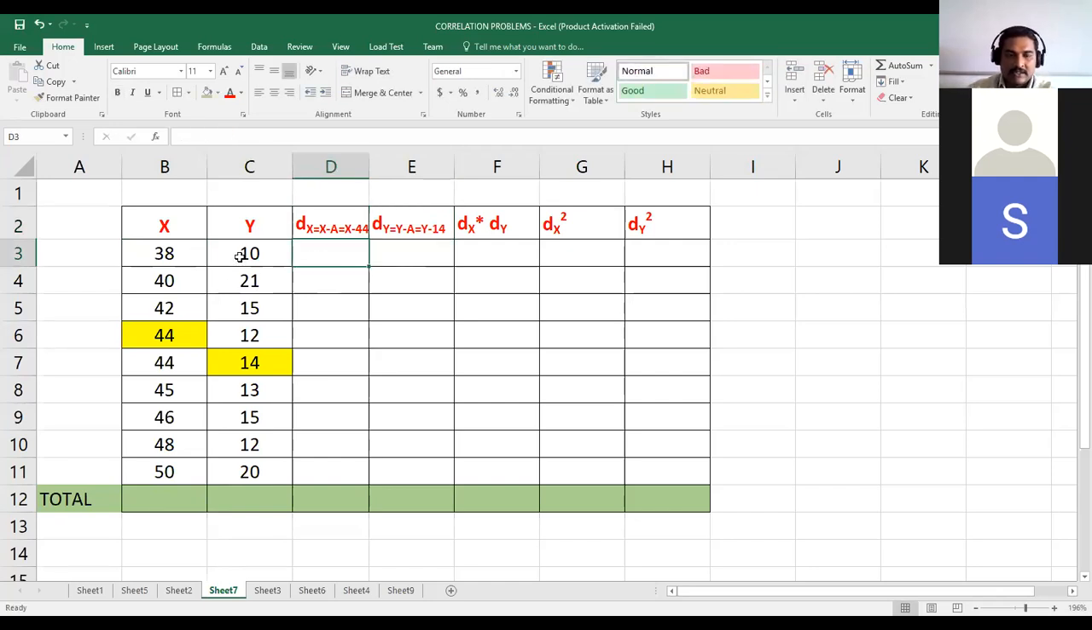So dx is this x value minus 44, and we are getting values like this. If you find it for all the given values, these are the dx, that means x minus the assumed mean. The same way we'll find it for dy also. So dy is equal to y minus 14. If you find it for everything, you get the values.